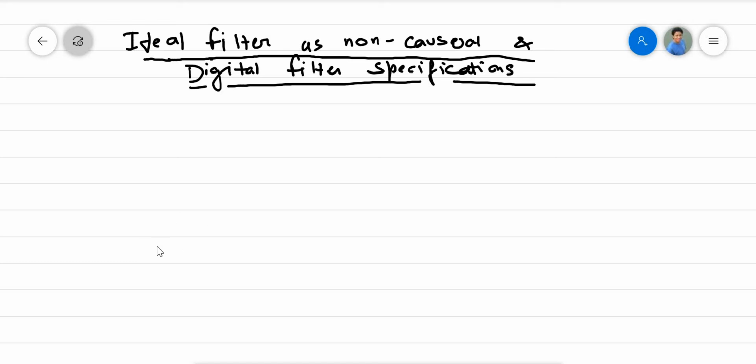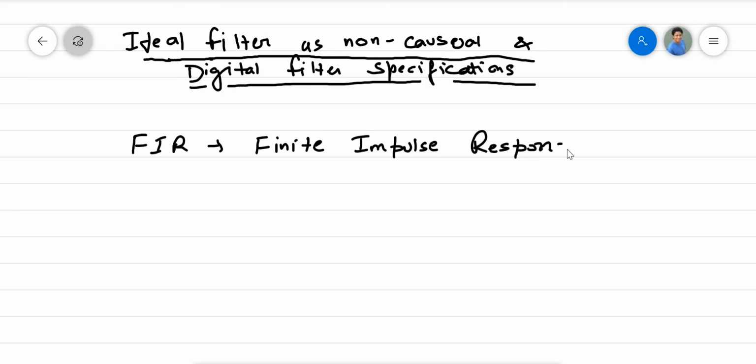This entire process we will discuss for FIR filters, that is called finite impulse response filters. So before going forward, we'll just do some revision, so that will be helpful to us for what we have learned till this point.